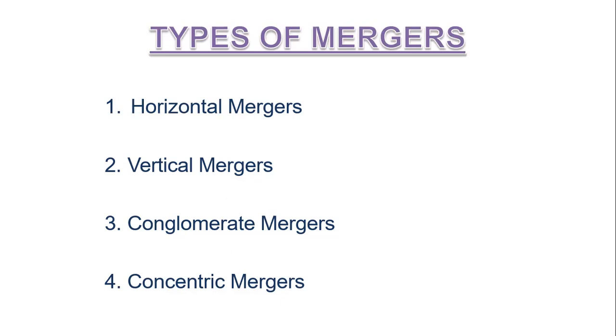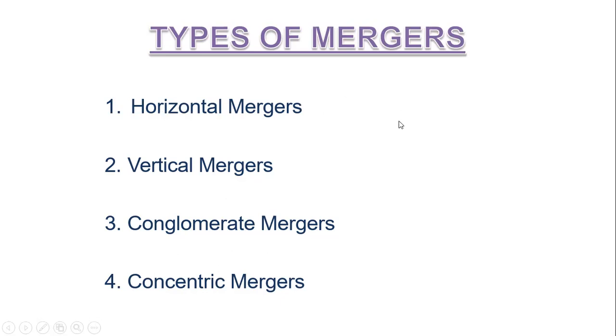Now, what is a horizontal merger? Two companies at the same stage. Horizontal merger examples are the Motorola and Lenovo merger, and Flipkart acquiring Myntra.